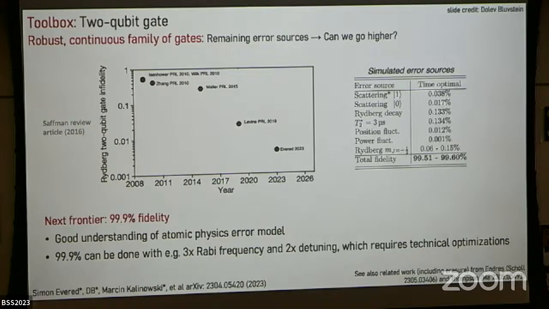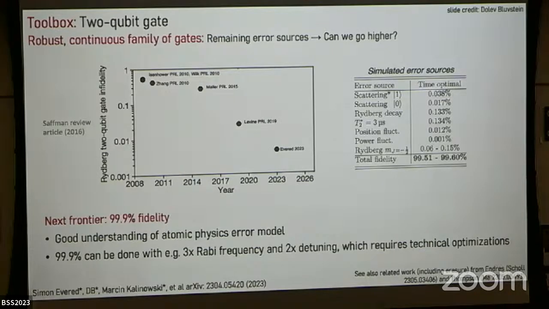How much does it matter, like in applications? Well, for example, if you look at error correcting codes, some of them have thresholds that are higher than that. So you need to get to 99.9 to be able to implement them. So for example, for the surface code, this should be already enough. But for other error correcting codes, it's not.